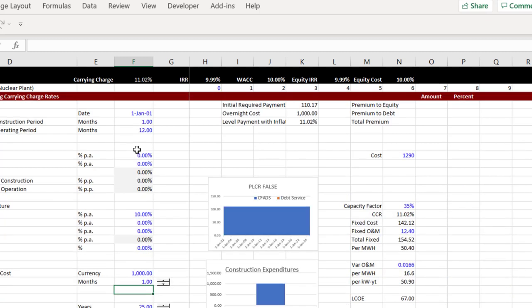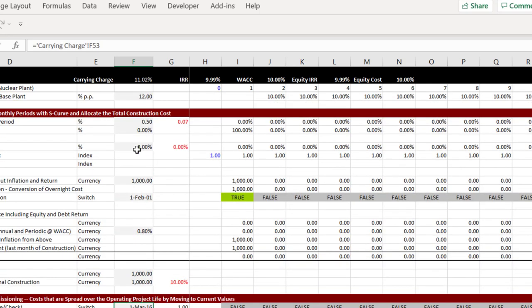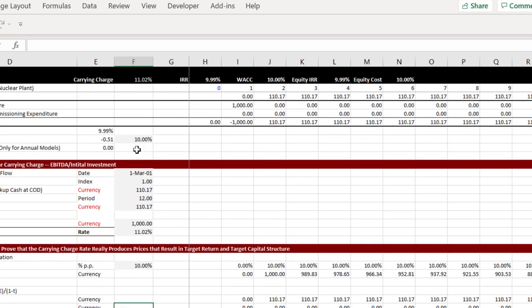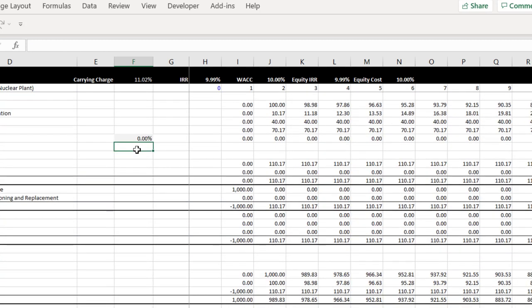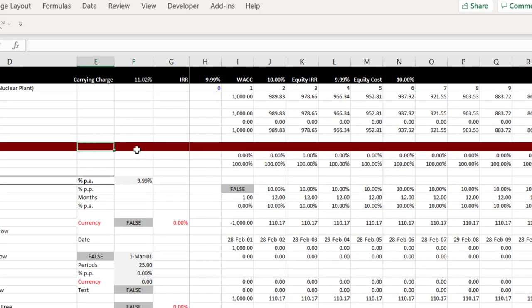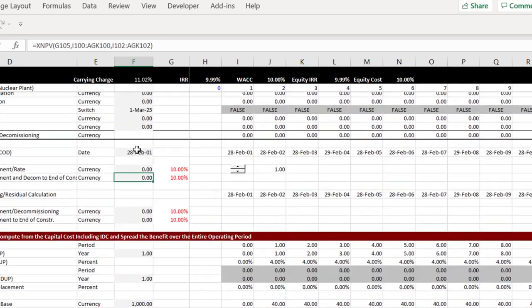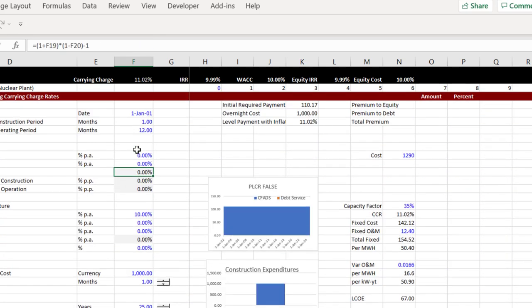We have an inflation rate, degradation rate, equity return, and all that stuff. And then we make a little project finance model somewhere down here, and ultimately get to some financial statements. And here, uh-oh, it's 9.99 instead of the target rate of 10%. And if you do that, it results in a carrying charge rate of 11.02%.